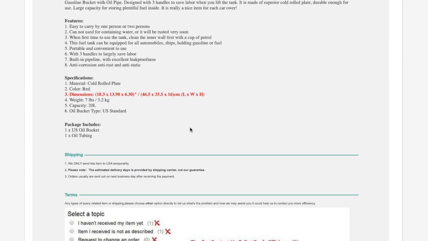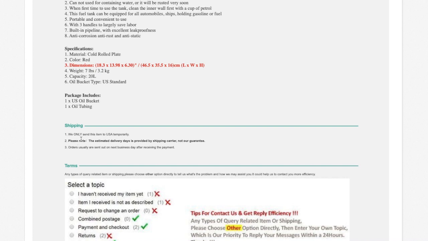And another thing, what's not good? I can't even read what's here. Did you intentionally make it so small that I can't read about shipping? We only send this item to US temporarily. I don't know what it means, to US temporarily. Please note the estimated delivery days is provided by the shipping carrier, not our guarantee. Well, this is nothing about the customer service.